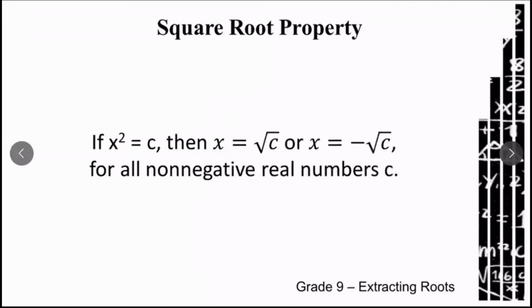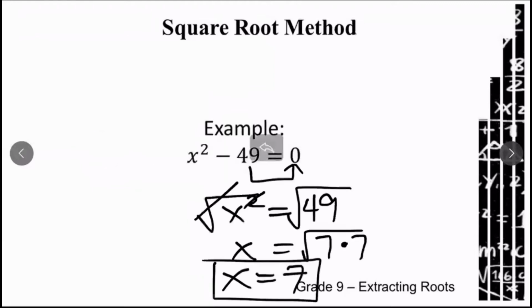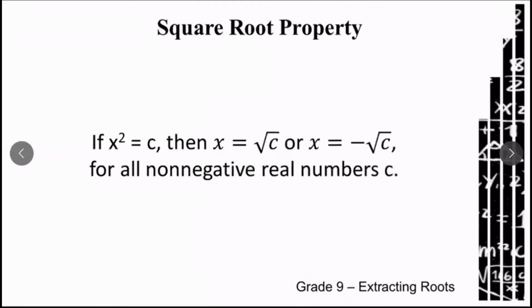Next, let us have our idea for square root. In square root, we have a property. Since we are done identifying the process on how to apply square root, now let us add another concept. According to the square root property, if x squared is equivalent to c, then x is equal to plus or minus the square root of c. Therefore, always remember we will be having two answers.